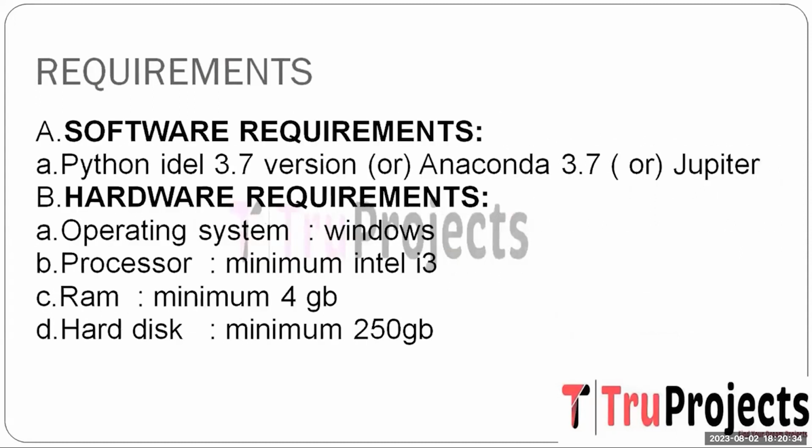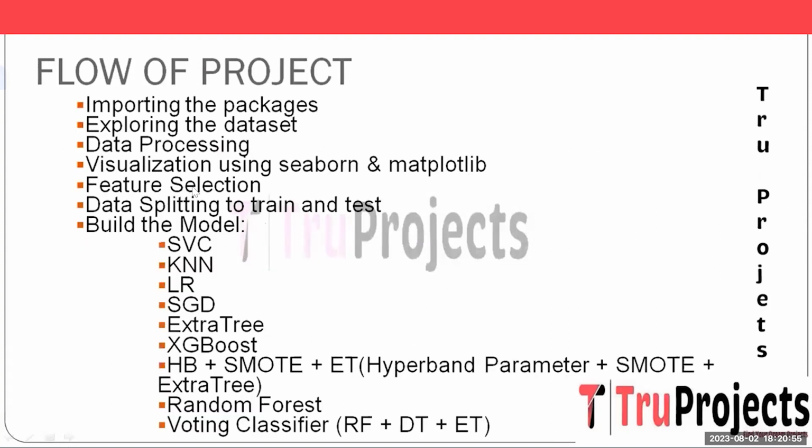These are the basic requirements needed to build this project. The software requirements are Python IDLE version 3.7, Anaconda version 3.7 or Jupyter Notebook. Hardware requirements are operating system Windows, processor minimum Intel i3, RAM minimum 4 GB, hard disk minimum 250 GB. And to know about the flow of the project, these are the steps we need to discuss.